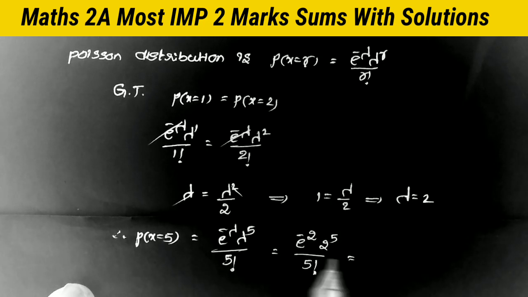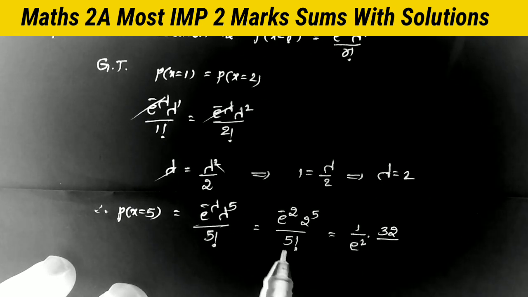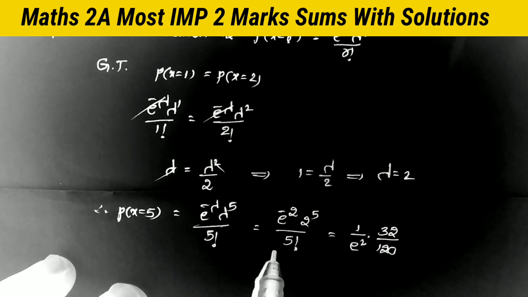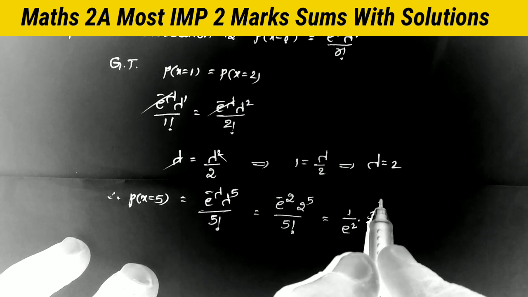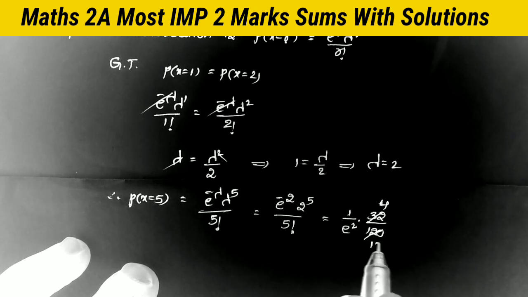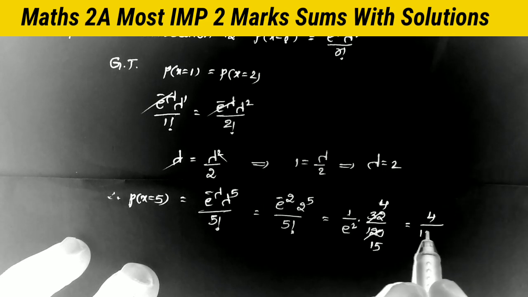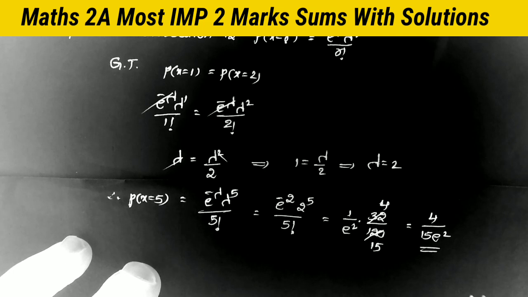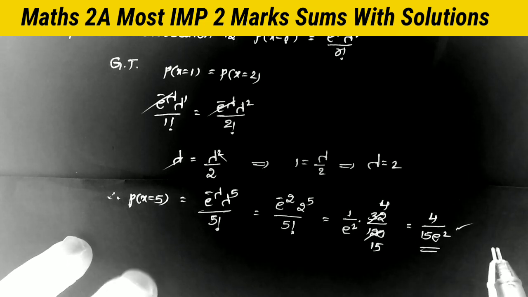This is equal to e power minus 2, which is 1 by e square, times 2 power 5, which is 32, by 5 factorial, which is 120, that is 5 into 4 into 3 into 2 into 1. Now after cancellation, 8 4s are 32 and 8 15s are 120. Therefore the answer is equal to 4 by 15 e square. This is the most important 2 marks problem from the chapter random variables. In the next video I will continue the remaining problems.